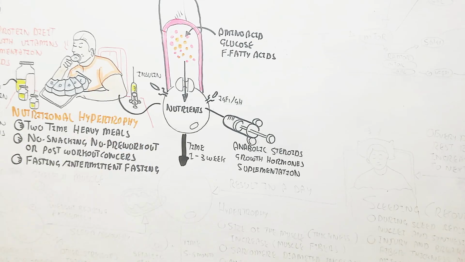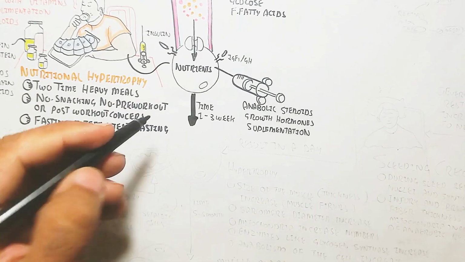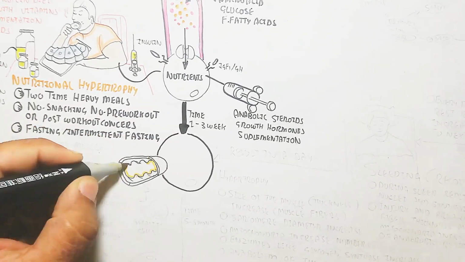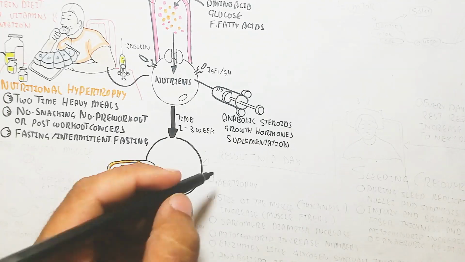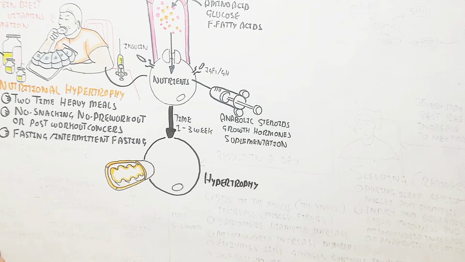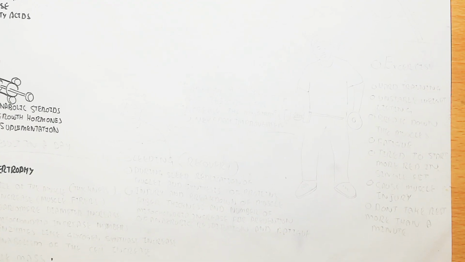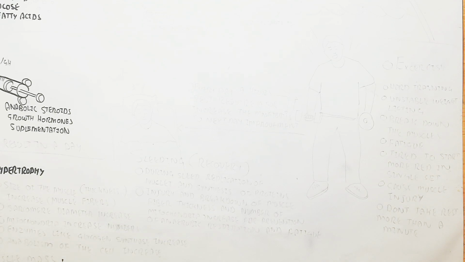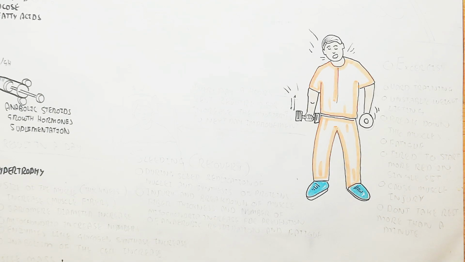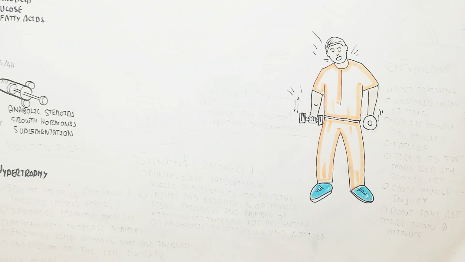The time required is 1 to 3 weeks after this activity, and we will understand other factors also, so please wait. So this hypertrophy will occur. In this way the mitochondria will also increase, and the size of the cell will increase. Let's understand the other factors and how hypertrophy works.